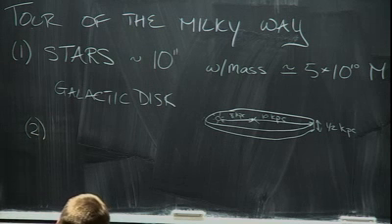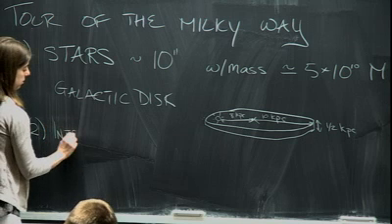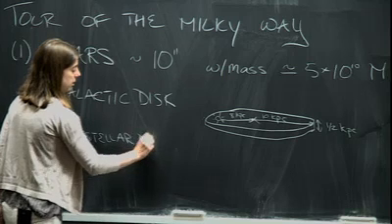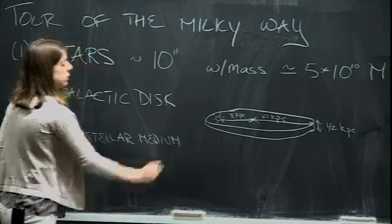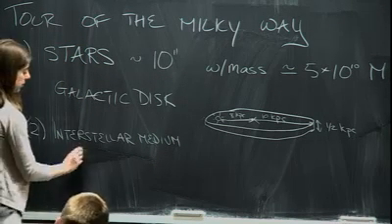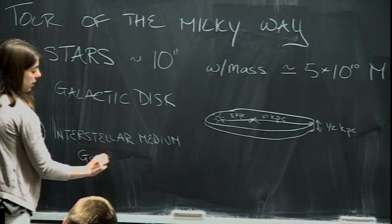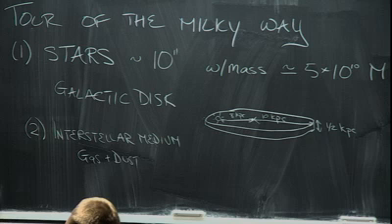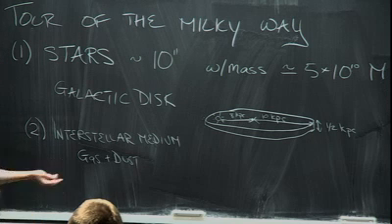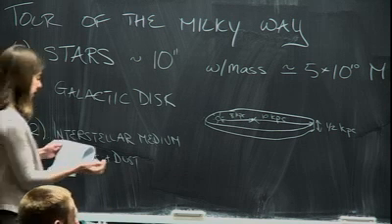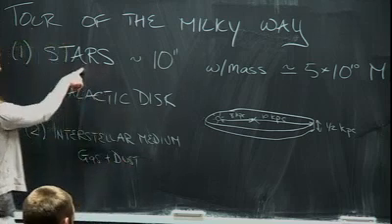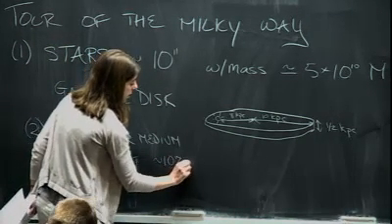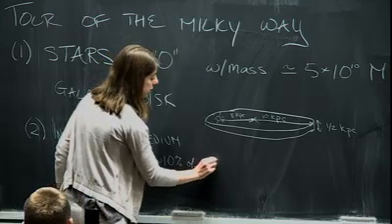All right, so after the stars, we have the interstellar medium, which is just a combination of gas and dust that is mixed in with the stars. In terms of the total mass, it's pretty negligible relative to the stars. It makes up roughly 10% of the mass of the disk. And so we're just going to mostly ignore this.